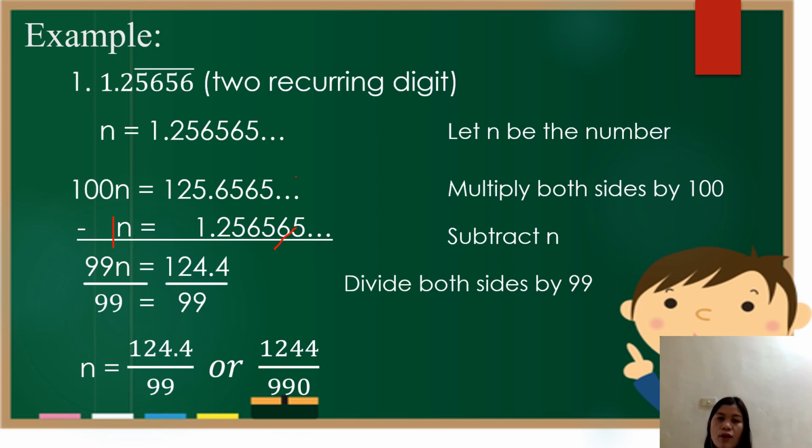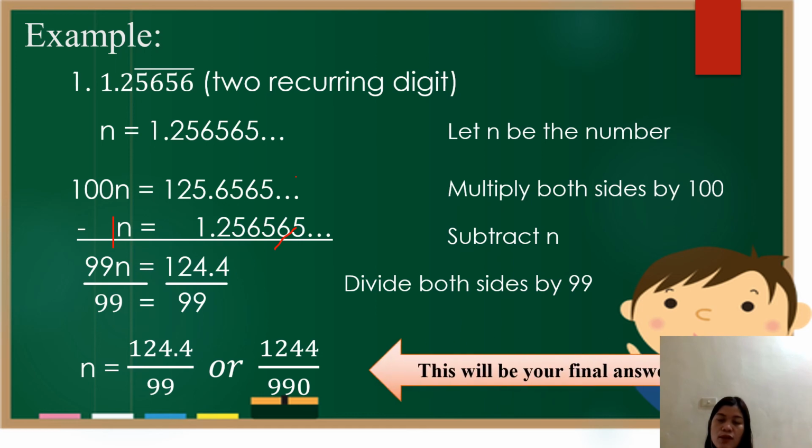124.4 over 99. Or 1,244 over 990. Just simply multiply this by 10. Okay? So that we can come up with this. So, we need to have no decimal in our numerator. Okay? So, this is our final answer.